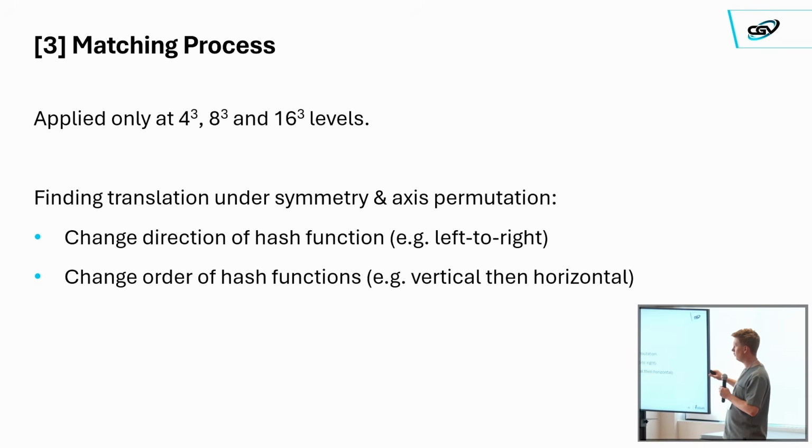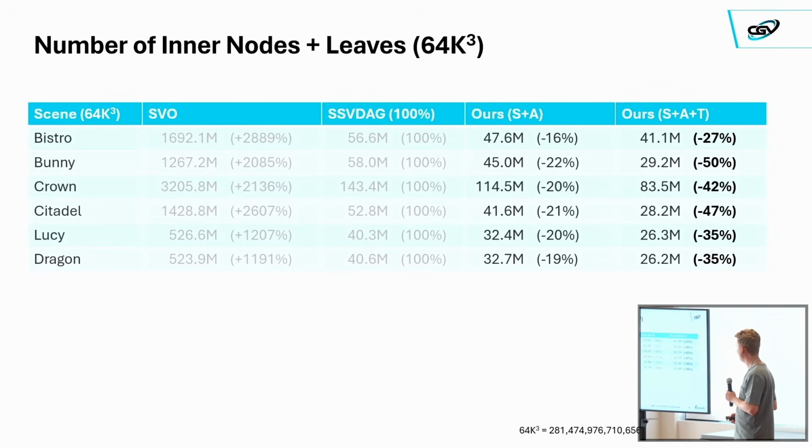Now, what we can also do by changing the order of the hash functions or changing their direction is find translations under symmetry and under axis permutation. So we could combine this with our first contribution. With this, we are able to reduce the number of nodes and leaves by up to about 40 or even 50% in some cases.